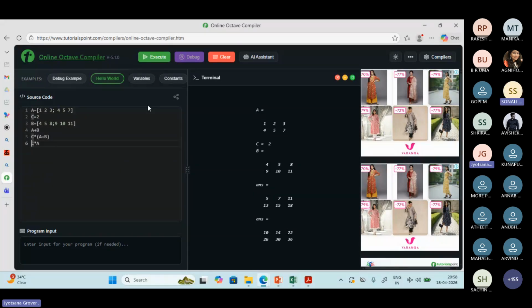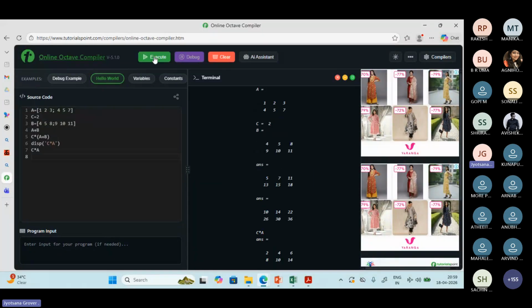Let's see. I should print also now. Let me just try. 2, 4, 6, 8, 10. So that you know the result now. I hope it's fine. That's correct. Let's see if it works or not. Okay, I'll do one thing.